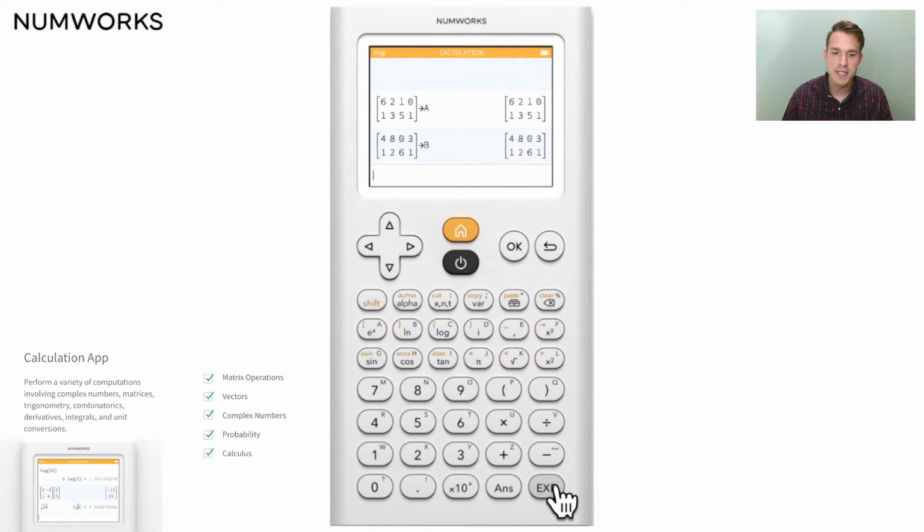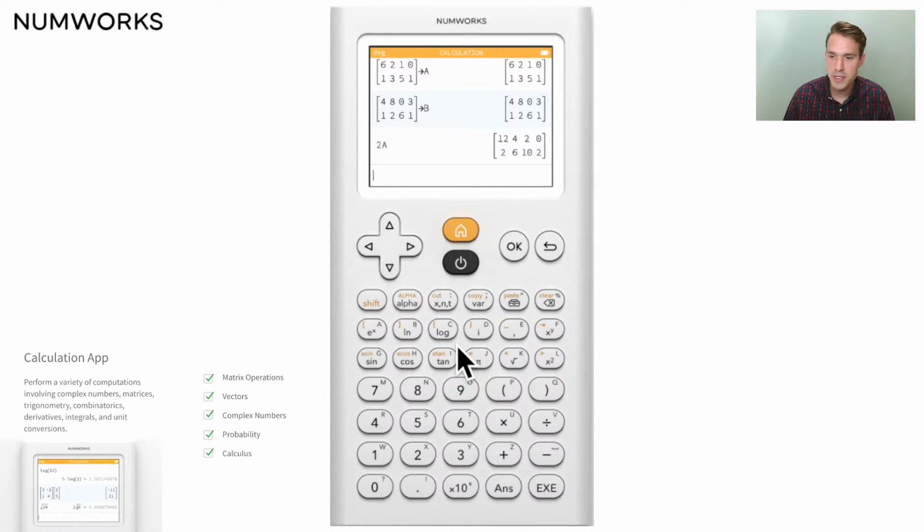All right, so now we can perform some calculations. The first thing I want to demonstrate is just multiplying a matrix by a scalar. So let's do 2 times matrix A. So I'm going to do 2 times, and then to call matrix A, I can type A directly. So Shift Alpha A to multiply 2 times A.